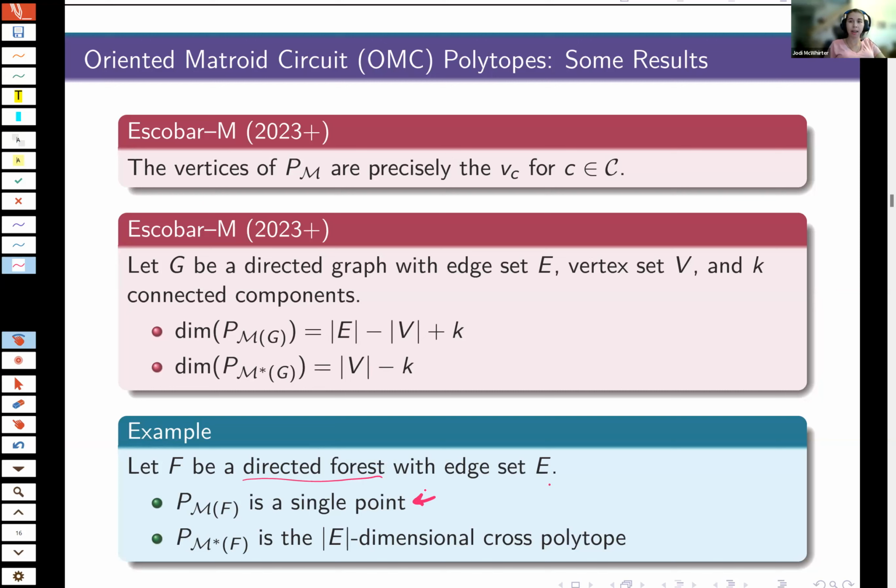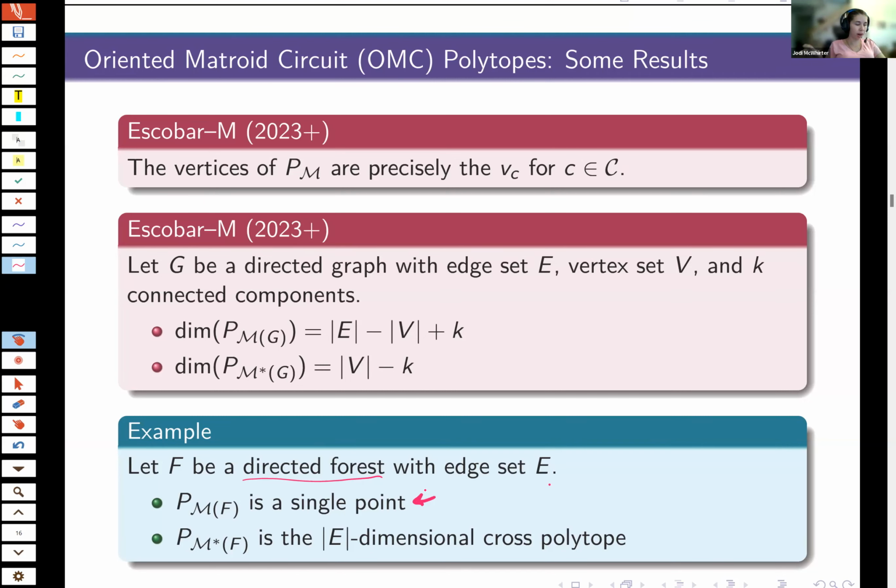On the flip side, if I'm asking about the dual oriented matroid to that, what happens when you have a planar graph is that the dual oriented matroid actually corresponds to the dual graph of the graph that you started with.